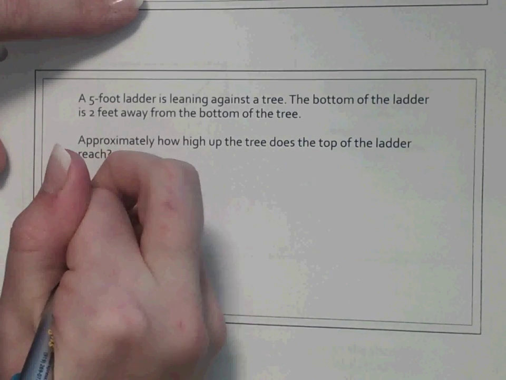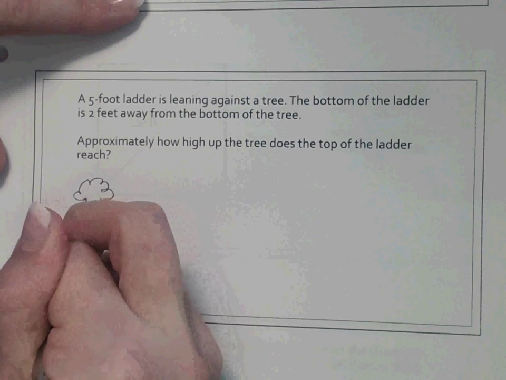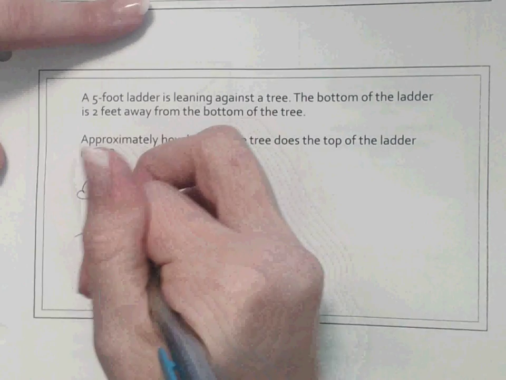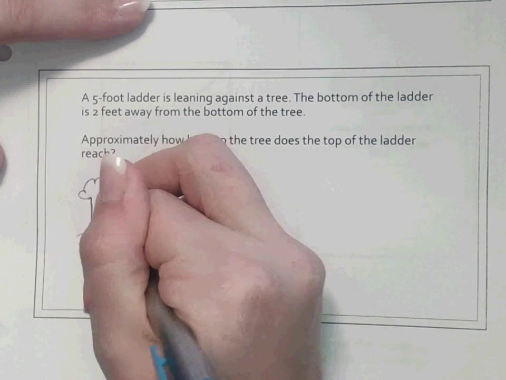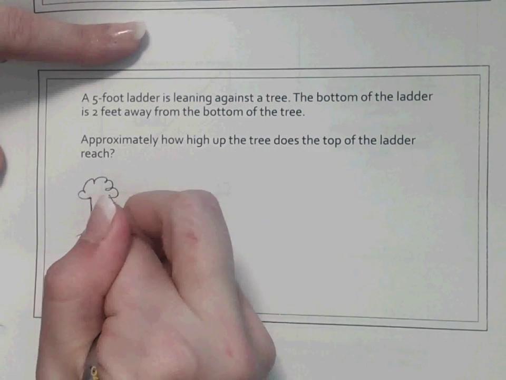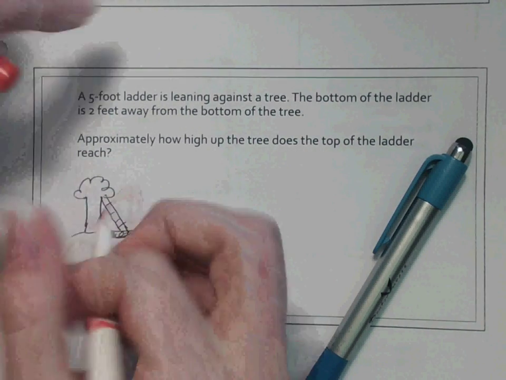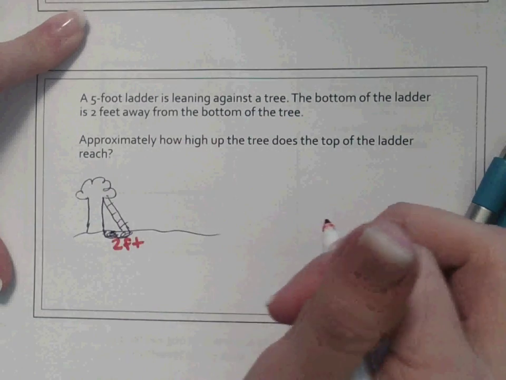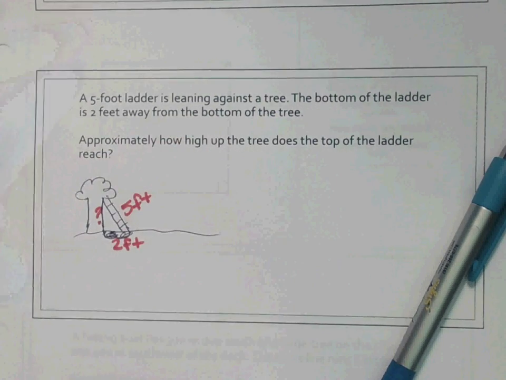So I'm going to draw my tree. It doesn't have to be good, it's just giving me an idea of what it looks like. Okay, here's my tree, here's my ladder, with its rungs. We know that this distance is 2 feet away, and we know that the ladder is 5 feet. We need to know what this distance is.